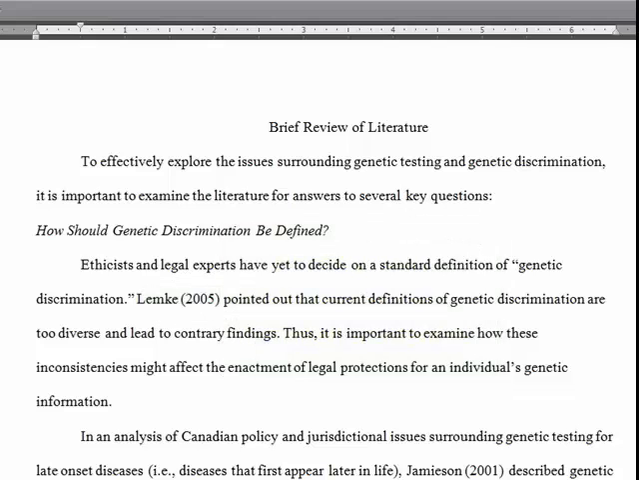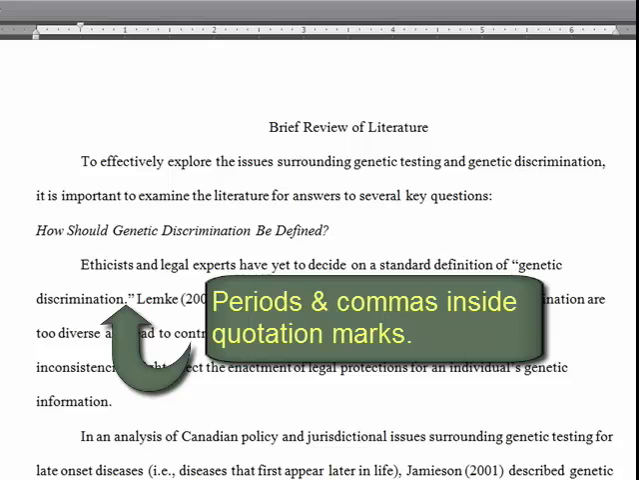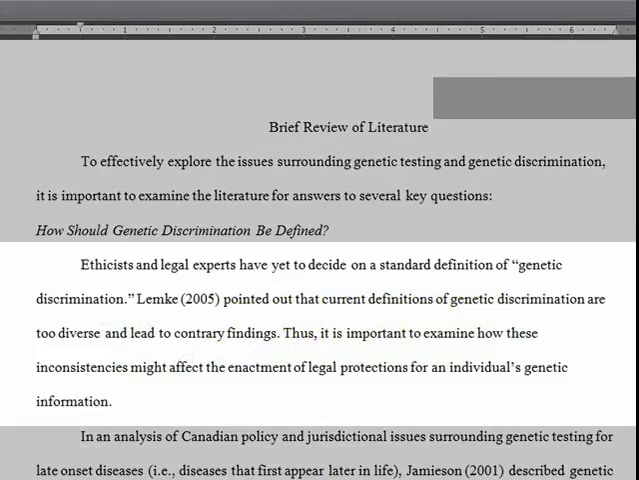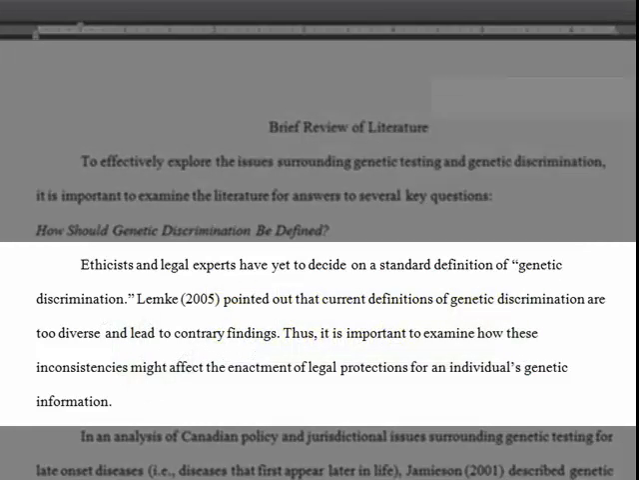The next thing to look at is the position of that period. In APA and in American printing in general, periods and commas always go inside quotation marks. Next sentence: "Lemke (2005) pointed out that current definitions of genetic discrimination are too diverse and lead to contrary findings."